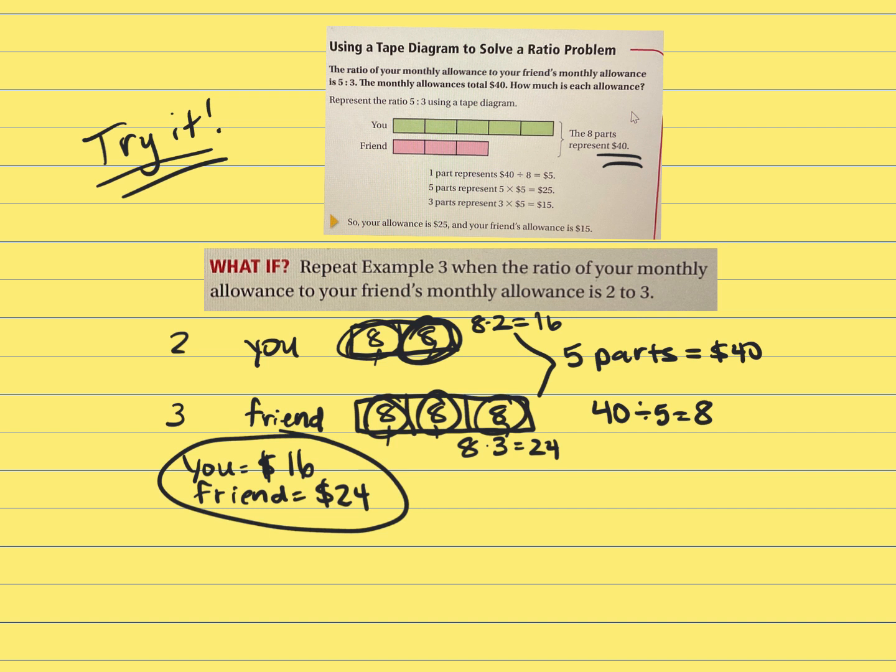Now I took 8 times 2 because that's what my ratio showed. It gives me $16 for me. 8 times 3 is how many it showed for my friend. 8 times 3 is 24. And that is it.